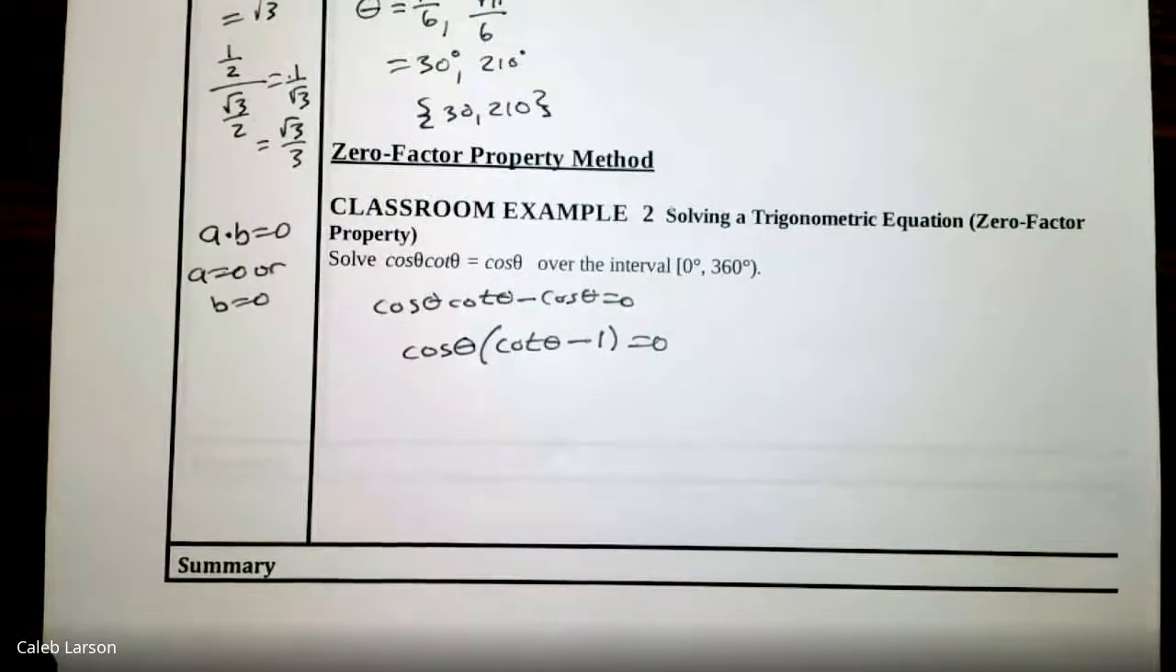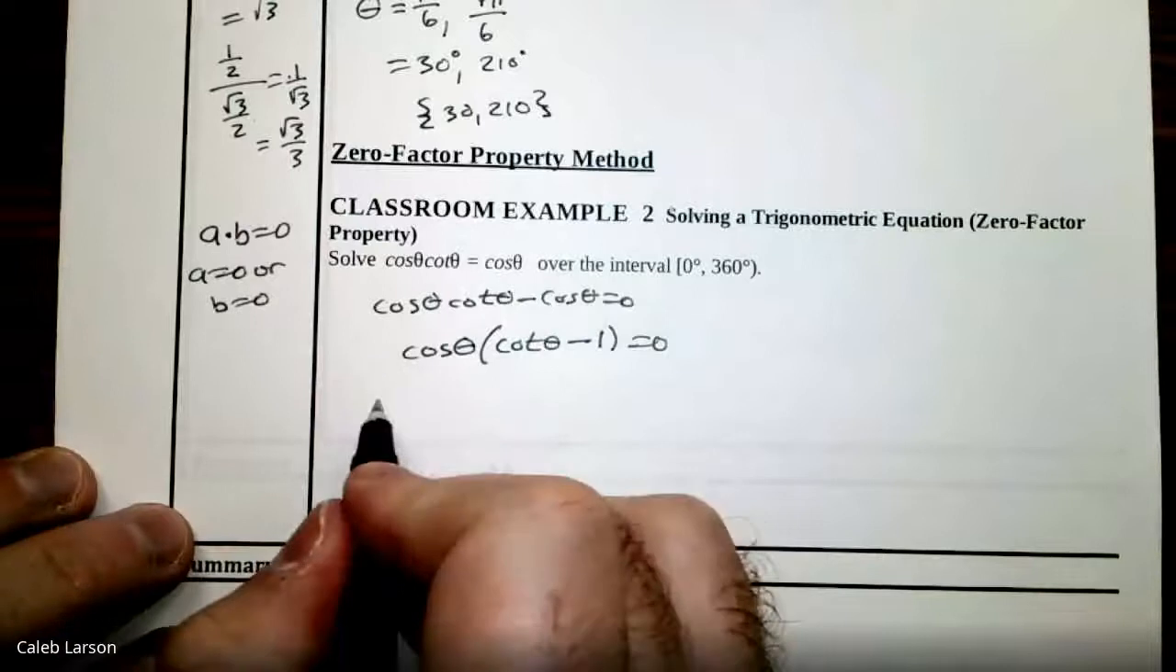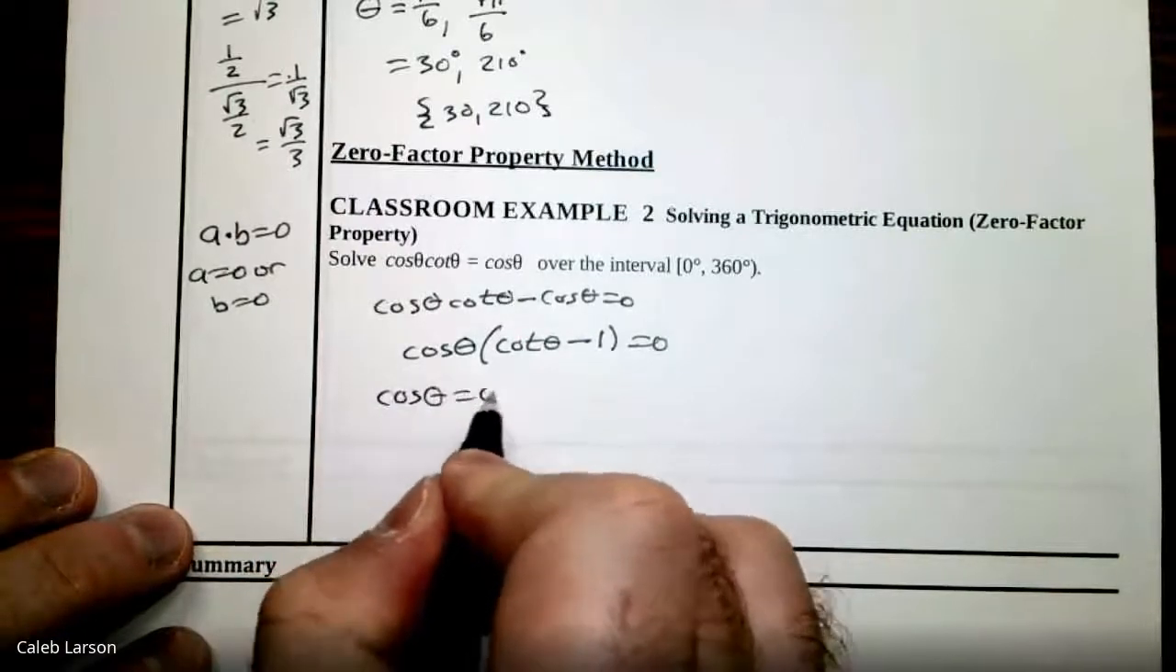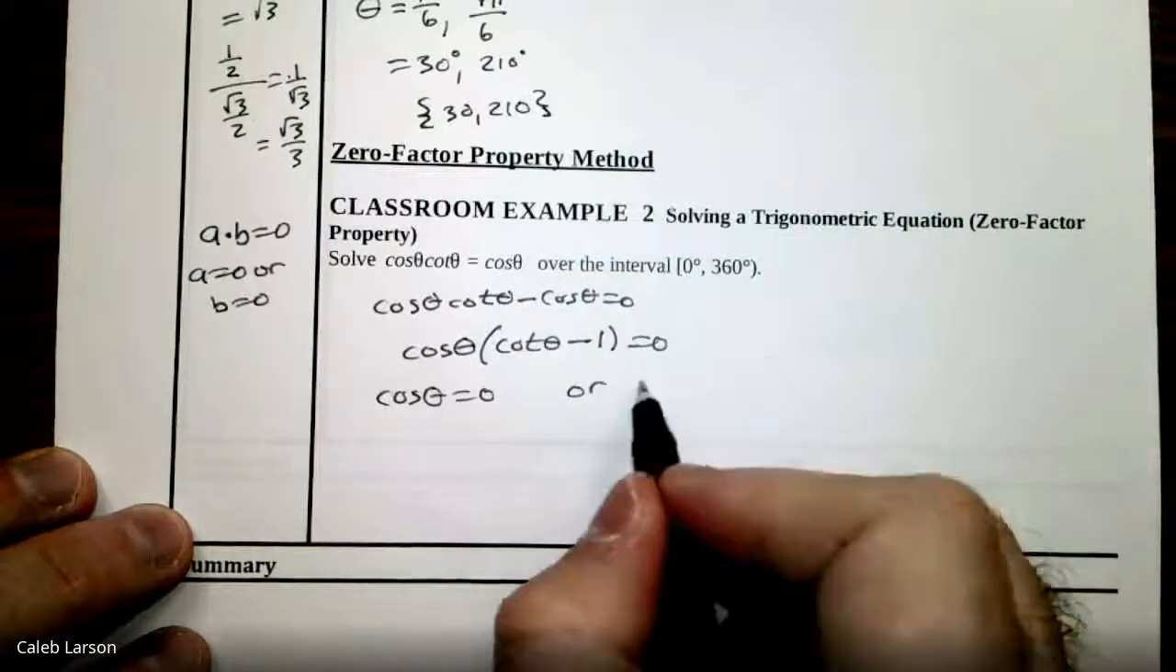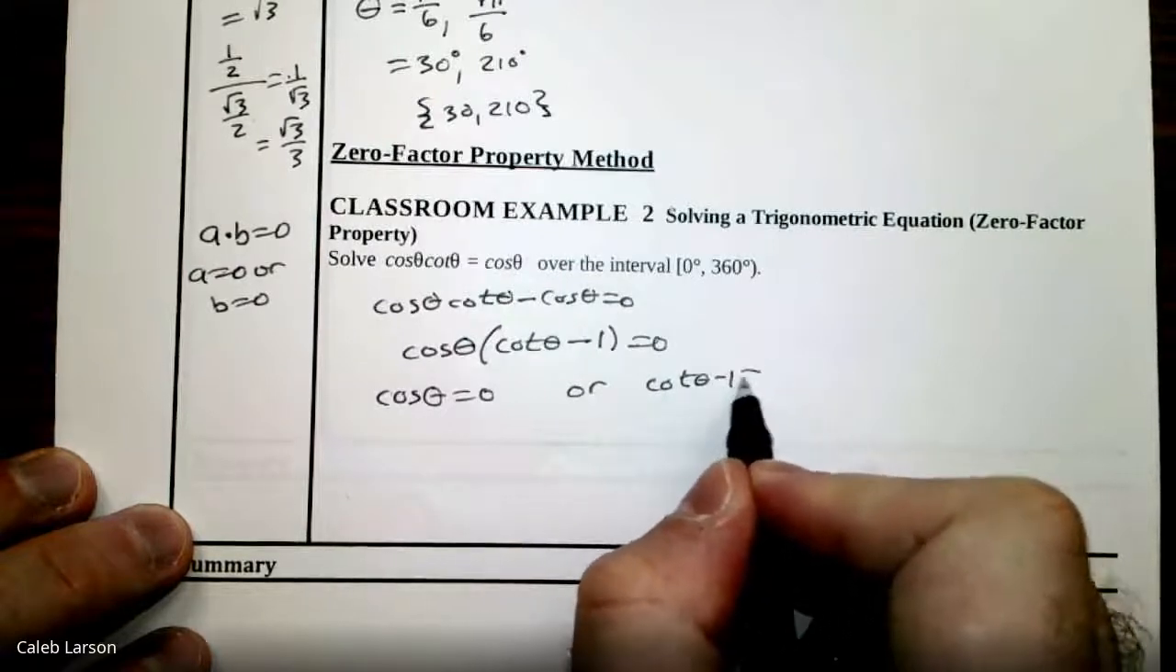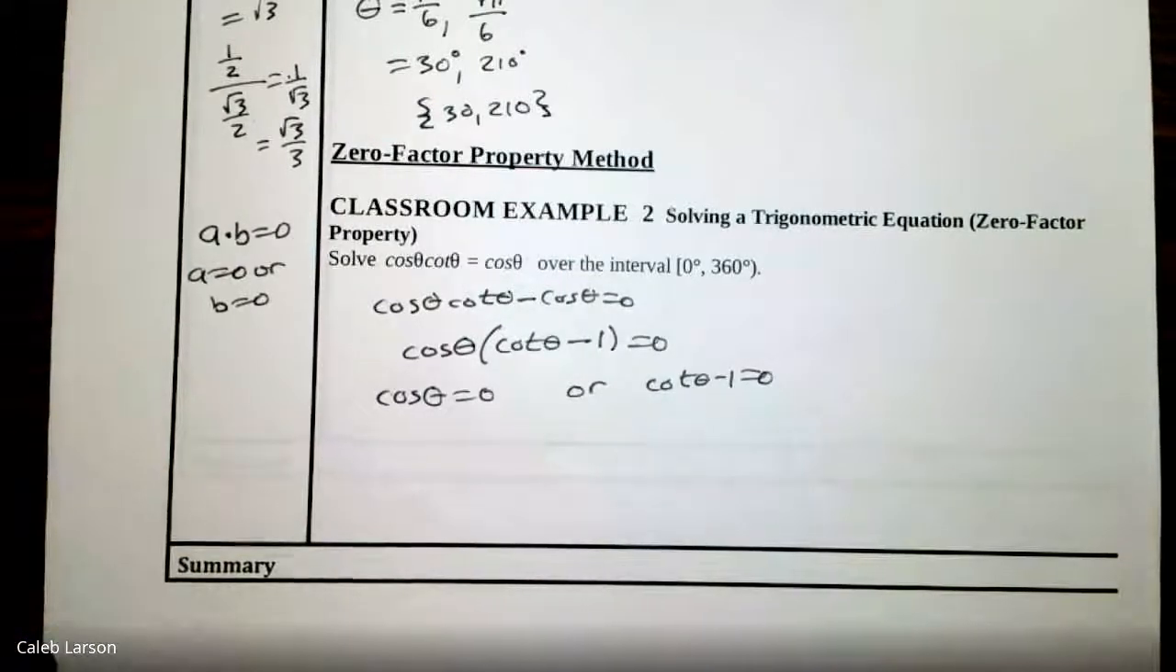Okay, and so now we have two things that are multiplied to be 0. And so now we set them both equal to 0. So either the cosine of theta is 0 or the cotangent of theta minus 1 is 0. Now we have two different equations to solve.